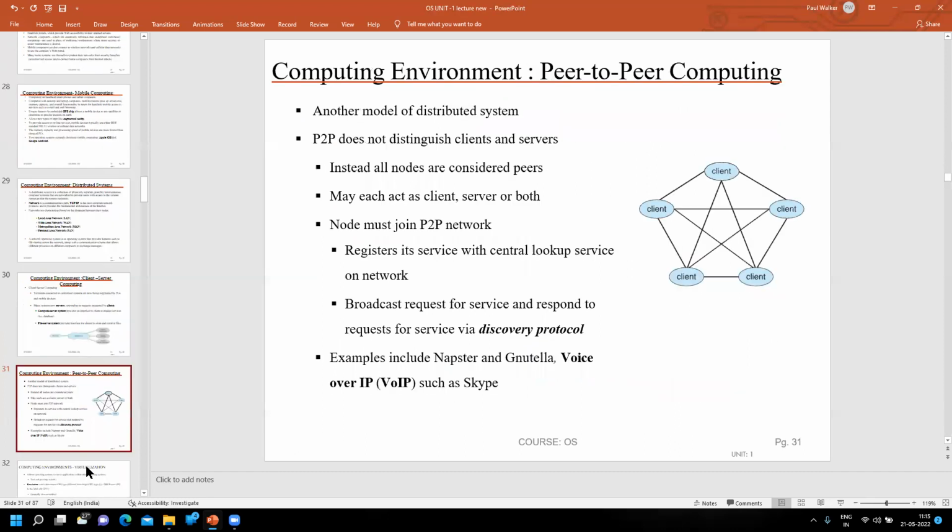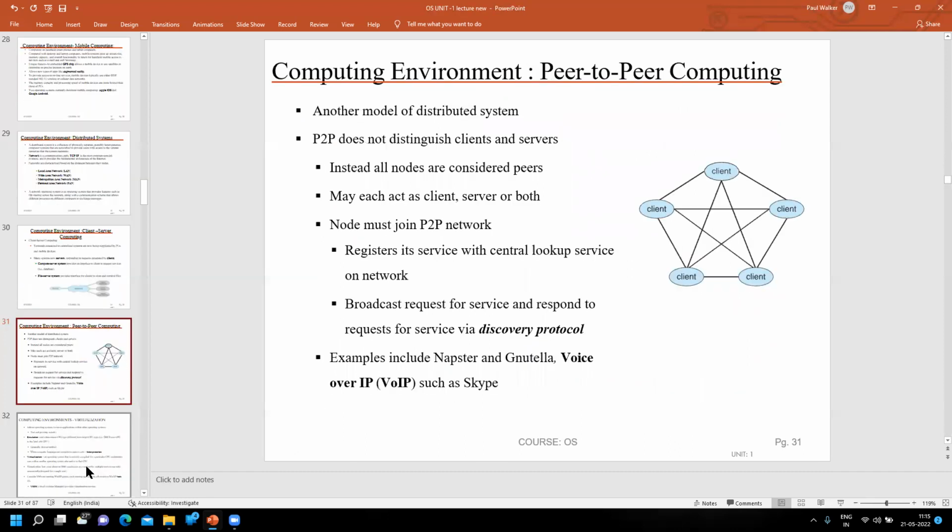The next technology is peer-to-peer communication. No server is allowed in this type of communication. All will be clients here. Here, the client will send a request to other clients in the form of a discovery protocol. This includes voice over IP and the Napster protocol. For example, we can say the Skype environment.